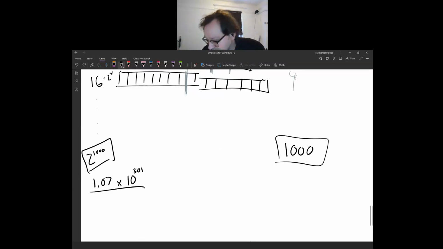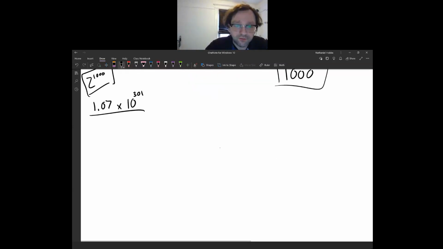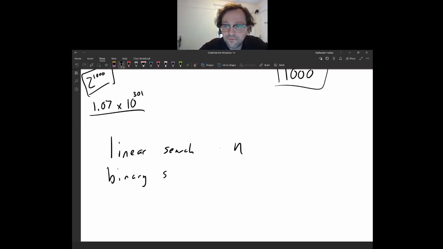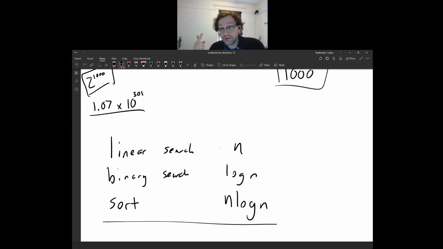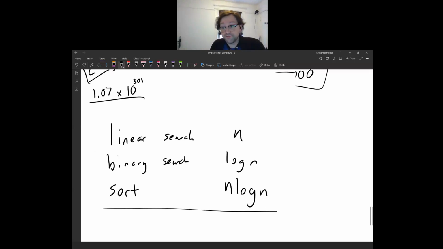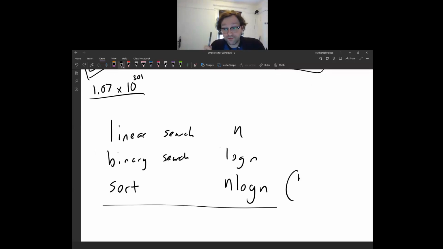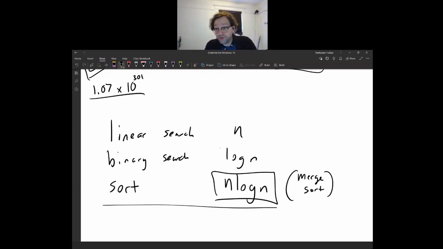Now, if a linear search takes time n, and binary search takes time log n, sorting a list takes time n log n. I'm not going to be going into a sorting algorithm. If you're curious, merge sort can do this. There are others, but merge sort's an easier one to learn. I'm not going to be going over it. The point is that this is bigger than the number n.